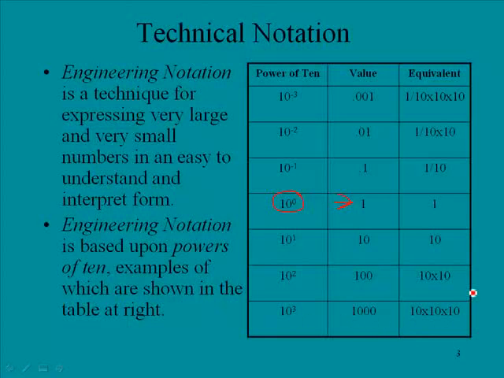Going in the negative direction, if we have 10 to the minus 1, remember that's 1 over 10, equivalent to 1/10. 10 to the minus 2 is 1/100th. 10 to the minus 3rd would be 1/1,000th, the equivalent of 1 divided by 10 times 10 times 10.